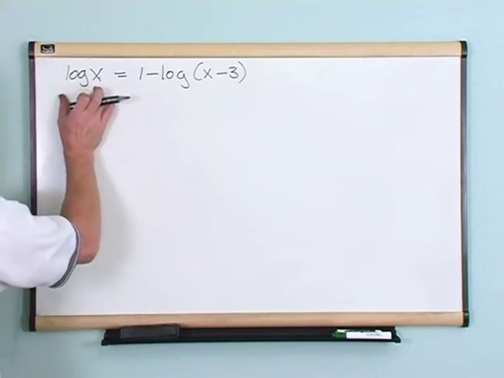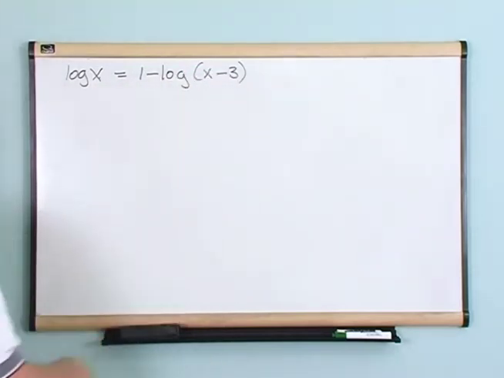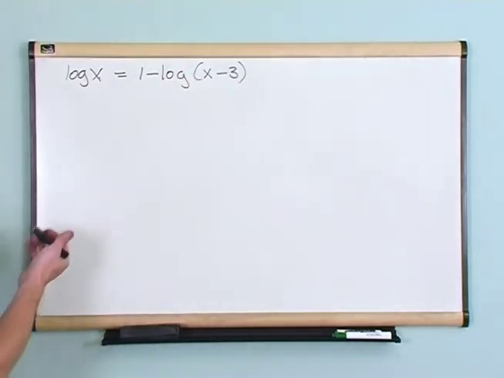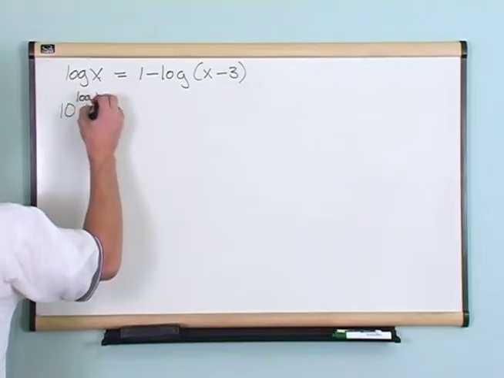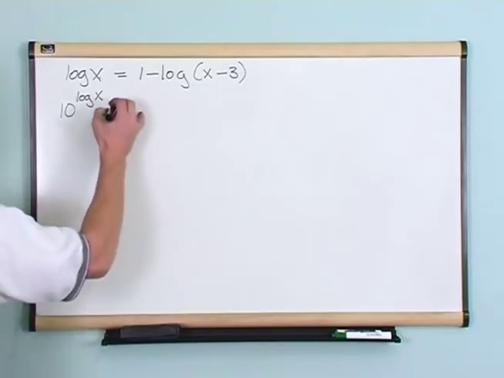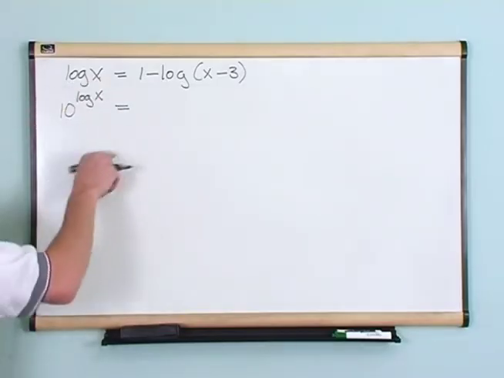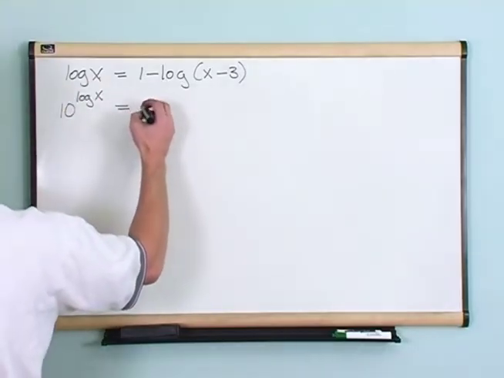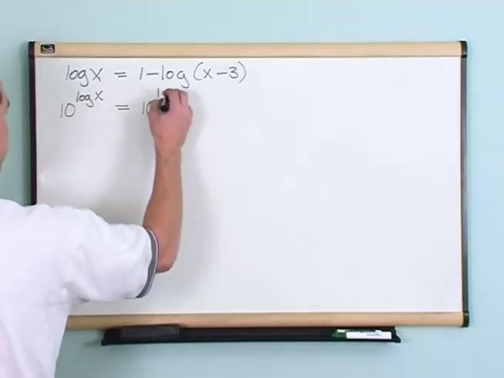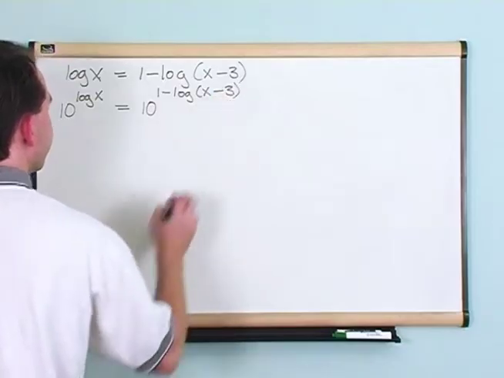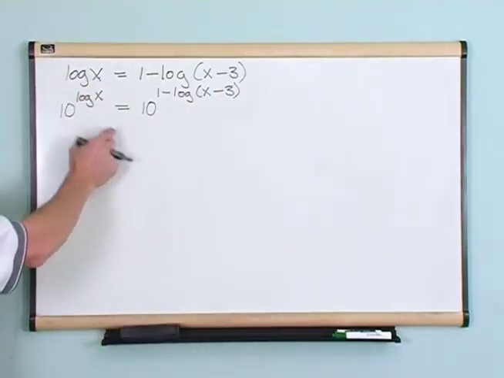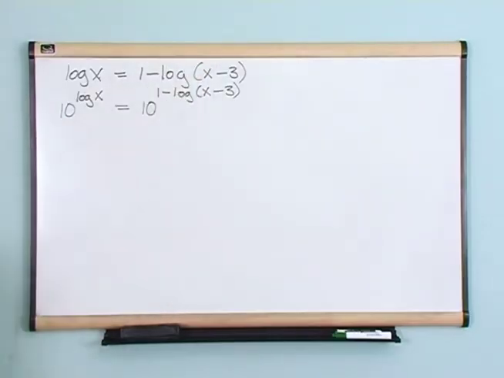I have the variable I'm trying to solve for inside of the logarithm, so I need to do the opposite. So what I'm going to do is raise 10 to the power of both sides. So what I'm going to have is 10 to the log x on the left, and on the right, same kind of deal, 10 to the 1 minus log of x minus 3. I did the same thing to both sides. That's perfectly legal.